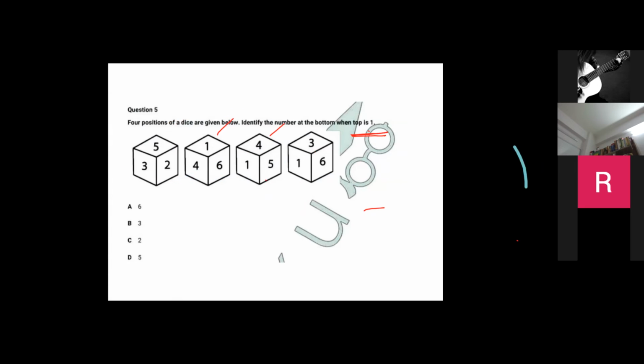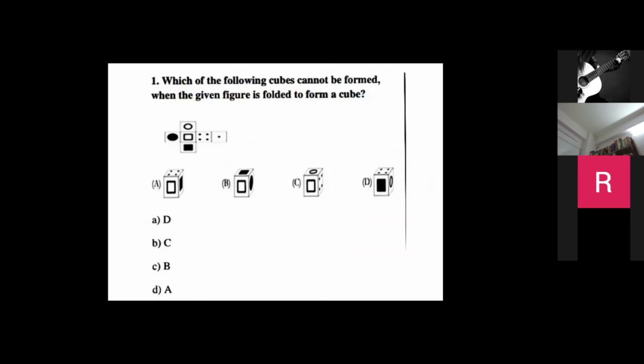Moving on to the next question. Yeah, this is what we solved. Solve this. This is an open dice. Which of the following cubes cannot be formed when the given figure is folded to form a cube? See, you can give various names to this type of questions like paper folding. The paper folding sums also will be somewhat related to the cube folding. Cube sums, dice sums, all the things are the same concept.